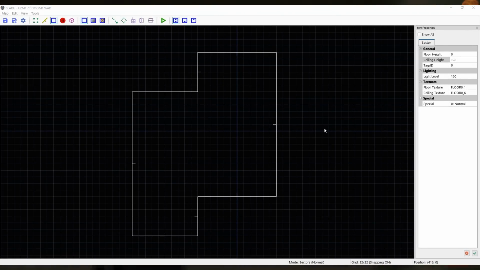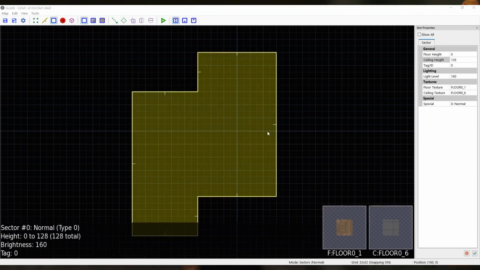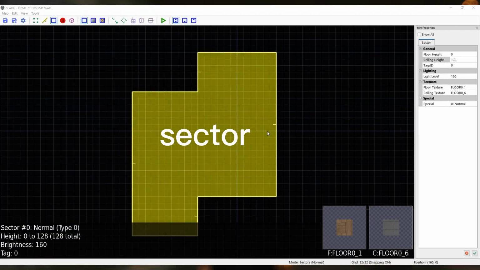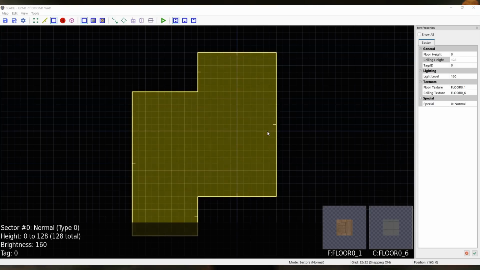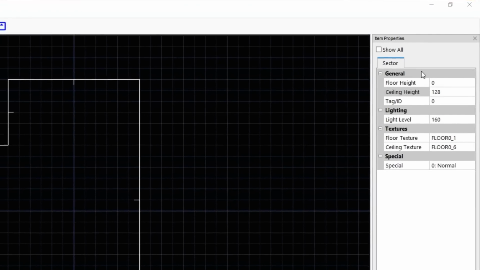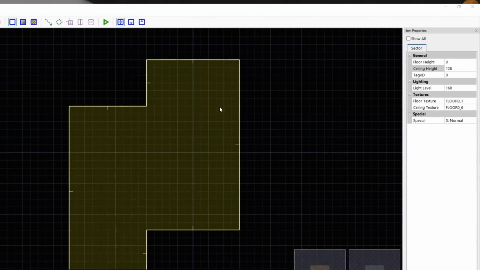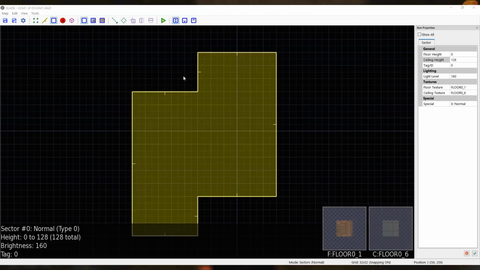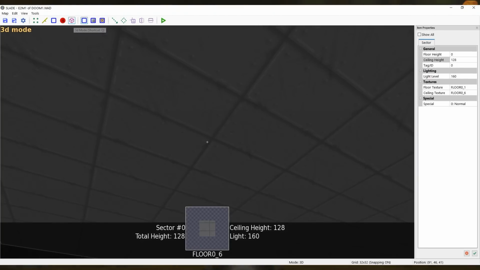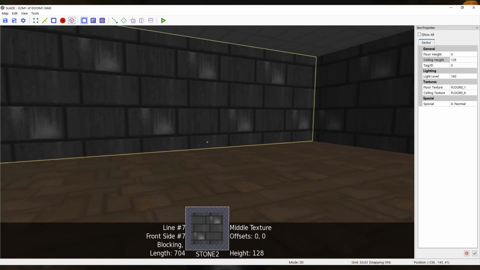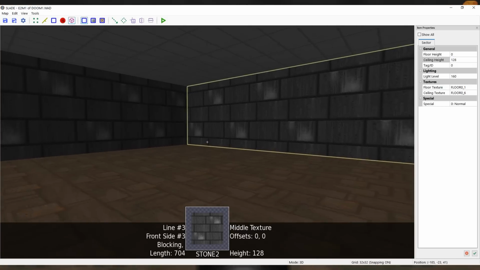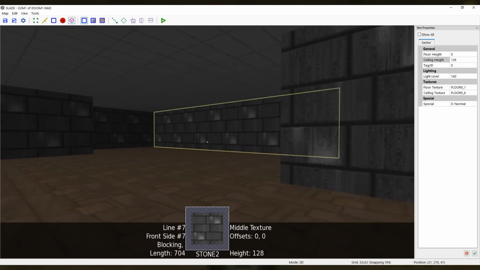Pay attention to this map. The entire area belongs to one sector, and sectors, unlike subsectors, can be concave. So with the help of sectors, we can determine the height of the floor and ceiling, as well as their textures. In the Slade editor, we can view this map in 3D mode, and in this case, all the walls are solid, since they belong to only one sector. This is called the front sector.